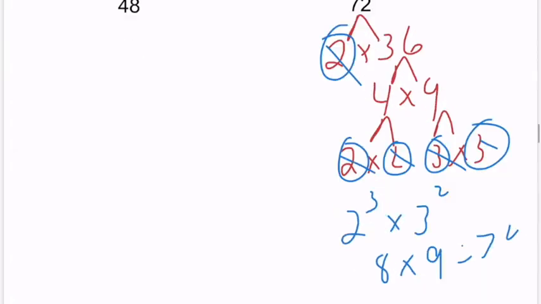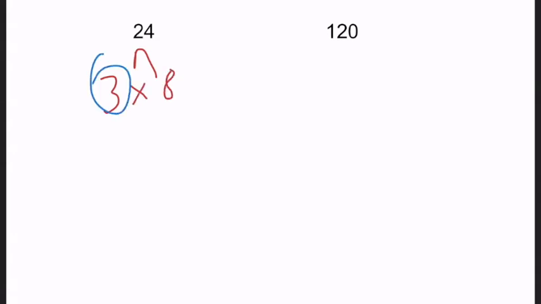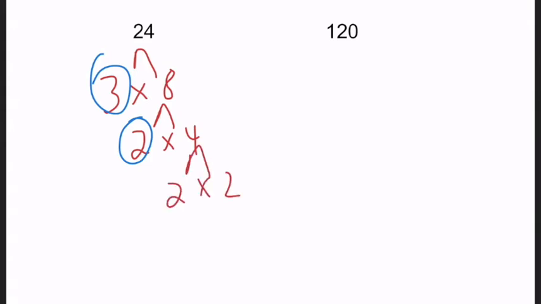Okay, let's move on. Okay, you guys try 24 and 120. So when you're ready, pause it and then hit play to see the answer. Okay, so 24. Many ways to do this. I'll try 3 times 8. 3 is prime. 8 is 2 times 4. 2 is prime. I like to circle it. 4 is 2 times 2. They're both prime, so my final answer is 2 cubed times 3.